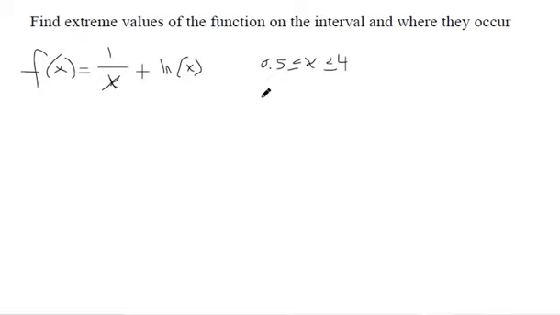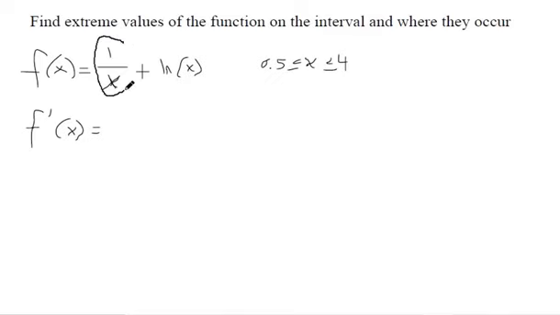So extreme values of a function happen at either critical points or at the left and right endpoints of a given interval, like we're given here. A critical point just means you take a derivative, you set it equal to 0, and wherever the derivative equals 0 or wherever the derivative fails to exist, those are critical points.